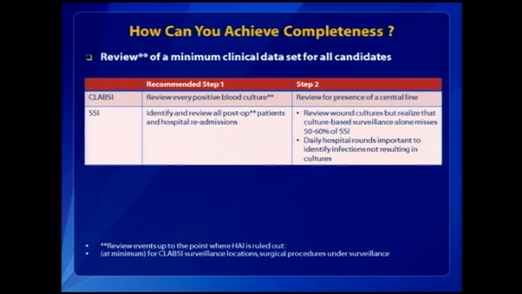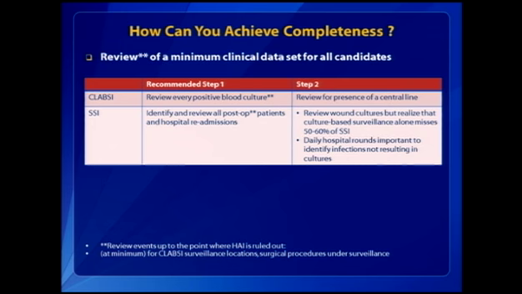Taking the example of CLABSIs, it's important that facilities are able to recognize and review every positive blood culture, at least in locations where CLABSI surveillance is being conducted. Then the second step in the process might be to review that case for the presence of a central line. If you can't complete the first step of identifying all the positive blood cultures, it'd be very difficult to assure that you had complete surveillance for CLABSIs.